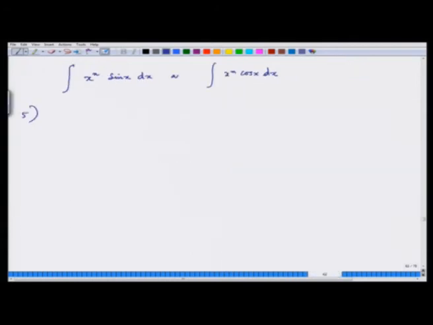The 5th one is integral sine square x. This is little tricky. What is my u and what is my dv? Now, how do I think about it? Sine square x, I cannot think of any function whose derivative is sine square x. So let us break it up and write it as sin x into sin x dx. Let me think that dv is equal to sin x dx.